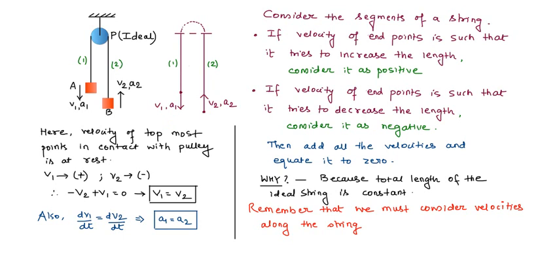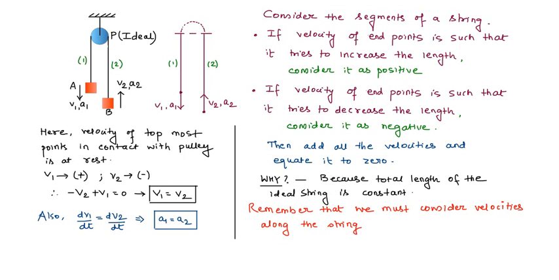Now the topmost points, the points on these strings which are in contact with the pulley. The velocities and accelerations of these points which are in contact with the pulley will be the same as the velocity and acceleration that the pulley has. In this particular state the pulley is at rest, therefore the points at the top of these two segments which are in contact with the pulley will also have zero velocity and zero acceleration. So let us use this concept.